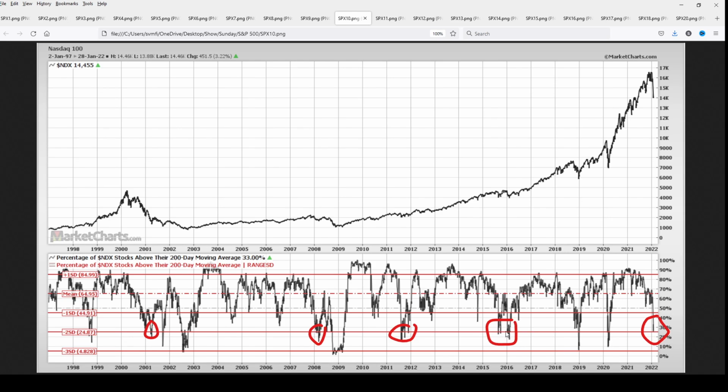You go back here to 2015, 2016, that turned out to be a buying opportunity. Let's look around here in late 2011. That was. How about just after 2008? There was a short-term move there before it got ugly. And just around 2001, there was a short-term move. So from a breadth perspective, it's saying, yeah, there's opportunity here for sure.